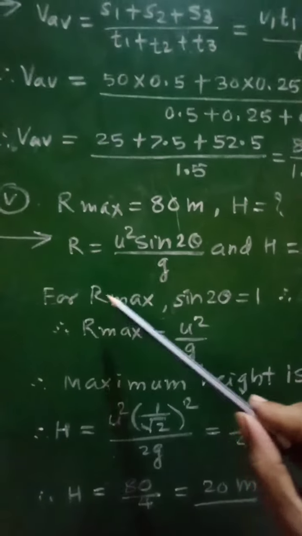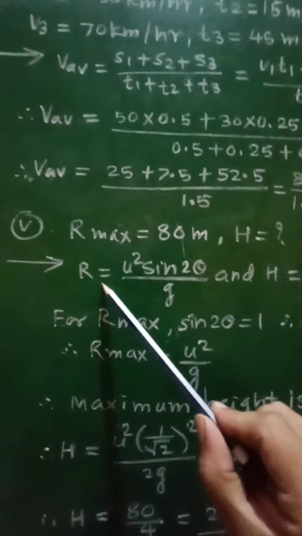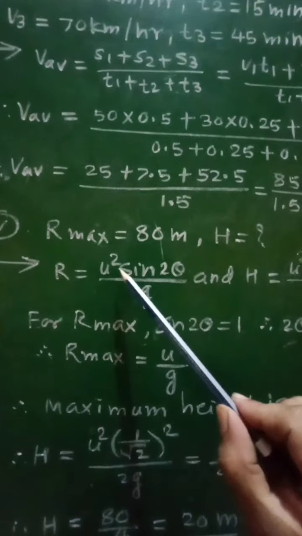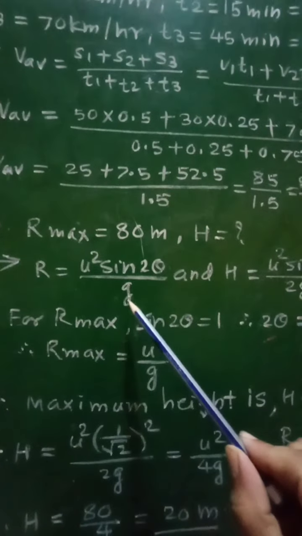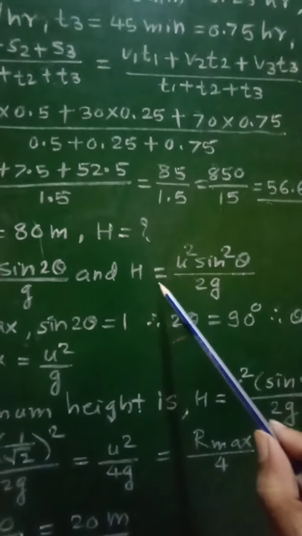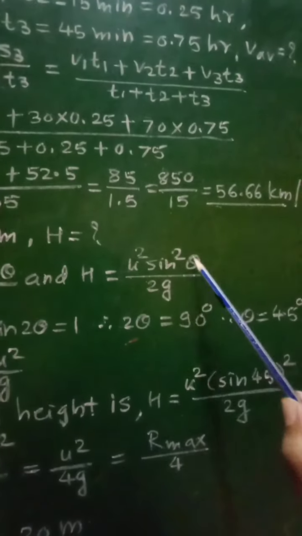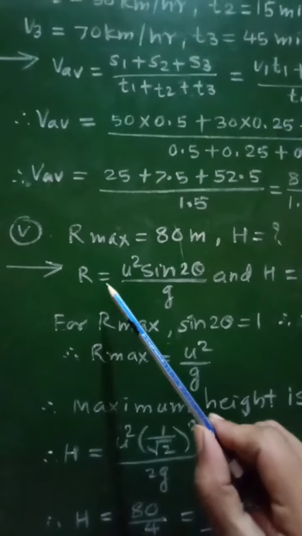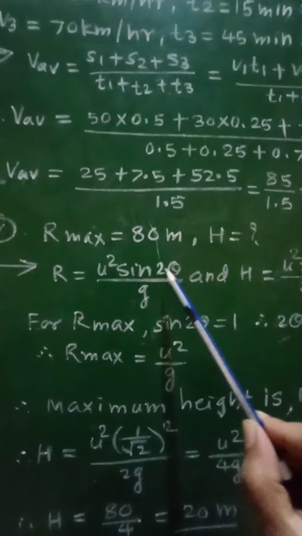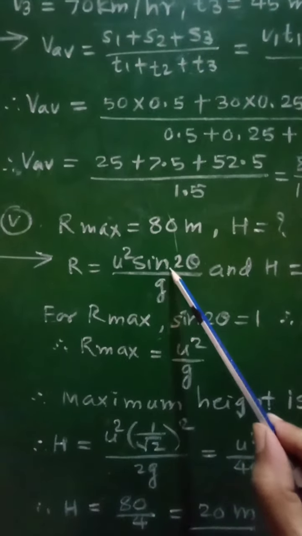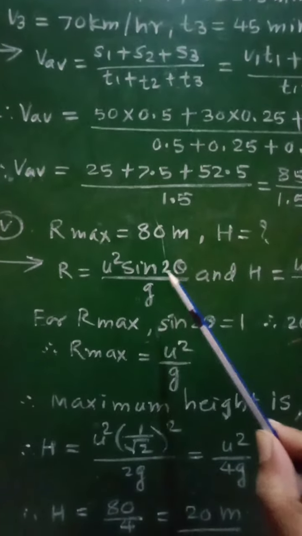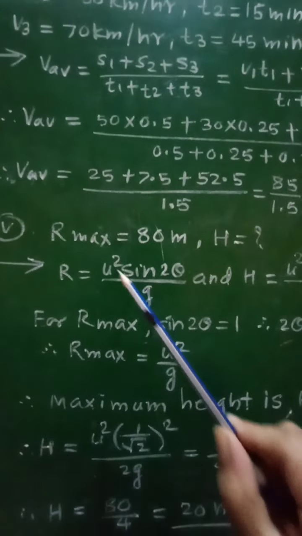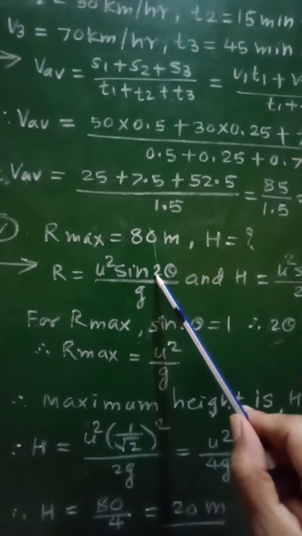So the horizontal range is given as R is equal to u square sine 2 theta upon g for a projectile, and height will be equal to h is equal to u square sine square theta upon 2g. Now this R will be maximum when value of this sine 2 theta is maximum, and we know that sine of any angle has maximum value equal to 1. And therefore Rmax will be equal to u square by g only, if sine 2 theta is equal to 1.